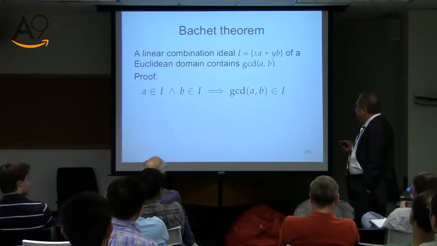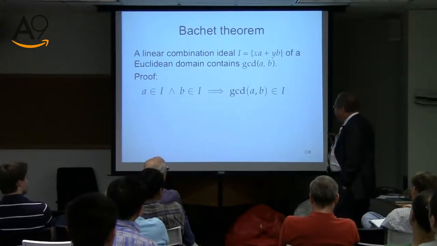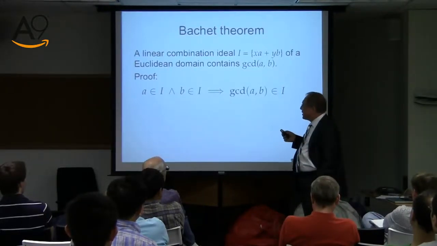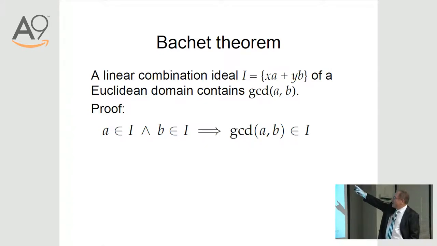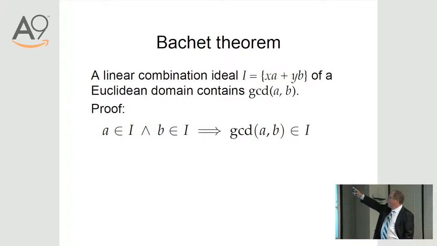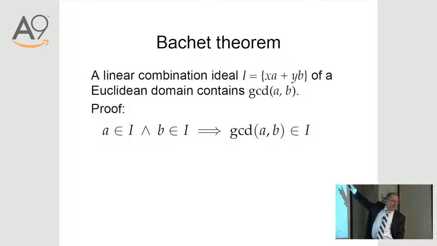Now, we actually have a trivial proof of Bézout's theorem. A linear combination ideal of this A should be N. This is English grammar. And a Euclidean domain contains GCD.